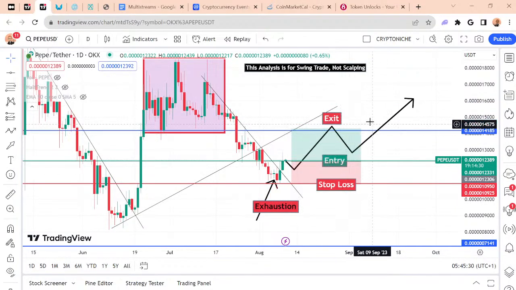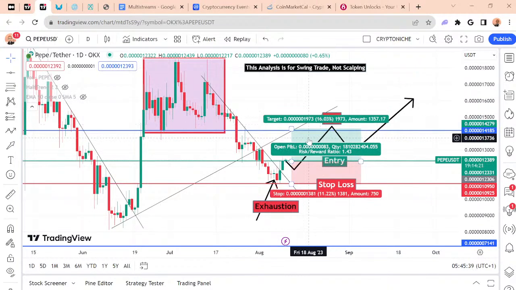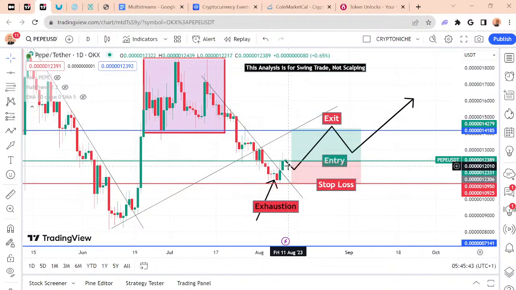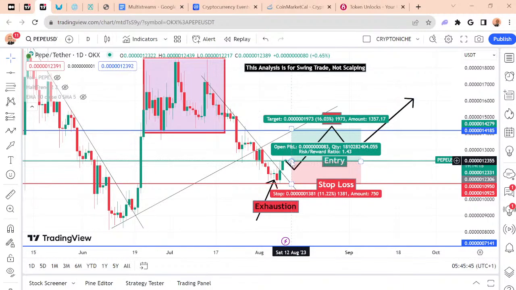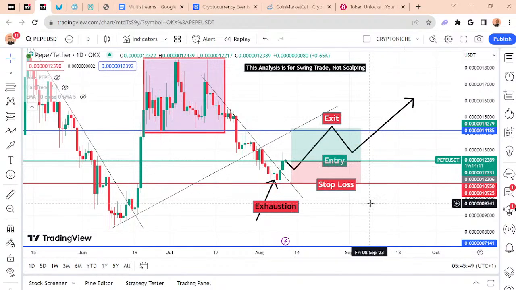It's not bad, but what you can do is trail your profits, possibly. Once the trade is in profit and price gets to this level, you move your stop loss back to entry. That's how to trade. You move your stop loss back to entry, then start trading it from there. That makes a lot of sense.